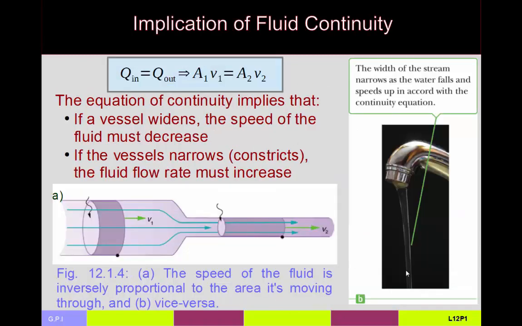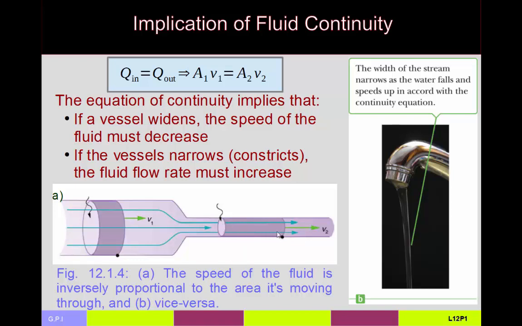So let's return to that question I posed earlier about the stream of water coming out the end of your faucet. Well, you notice in this picture, this nice snapshot, that the stream is thicker up top near where the water first comes out of the faucet than it is down low. So the stream is basically narrowing as it falls. And the reason for that is because of this continuity equation. Basically, if a vessel widens, then the speed of the fluid needs to decrease, and if a vessel narrows, then the fluid speed will increase accordingly.